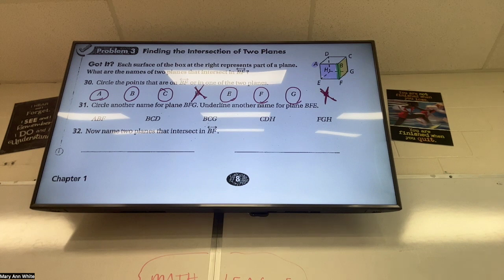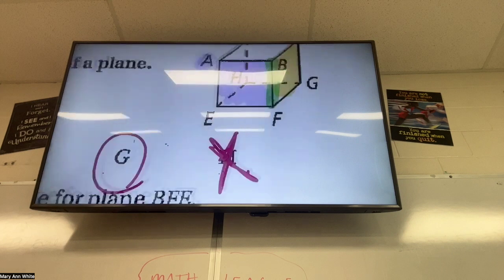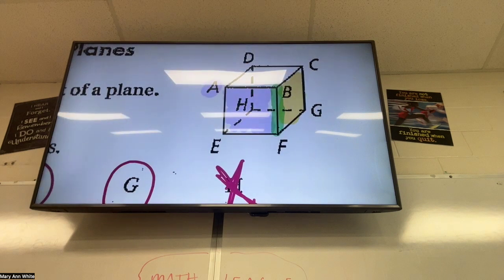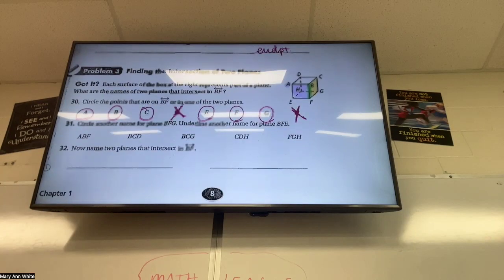Okay, so now we need to name these planes. It says circle another name for plane BFG. Now tell me, is BFG the plane that I have drawn in purple, or is it the one I have drawn in yellow? BFG is in yellow. Okay, based on that, looking at the yellow plane, can you find one of the options here that is the same plane? Another name for that same plane.